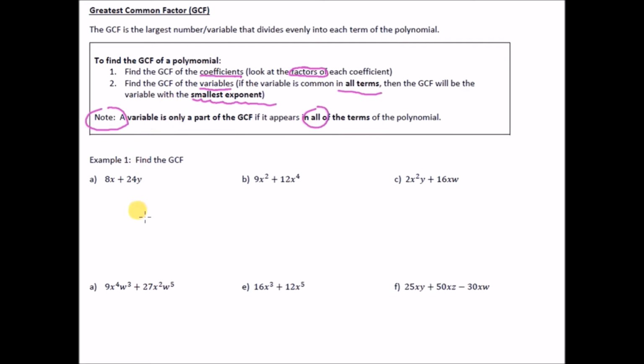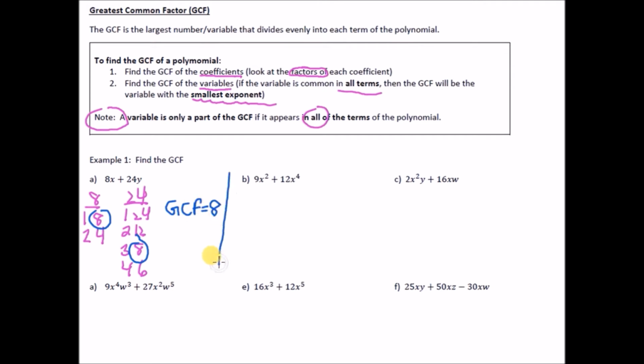Okay, so let's go ahead and find the greatest common factor of the following. So we have 8x and 24y. When I think of the number 8, I think of the factors 1 and 8, 2 and 4, and that's it. When I think of the number 24, I think 1 and 24, 2 and 12, 3 and 8, 4 and 6. So the greatest number that these two have in common is this 8. So we can factor out an 8. The greatest common factor is therefore 8.